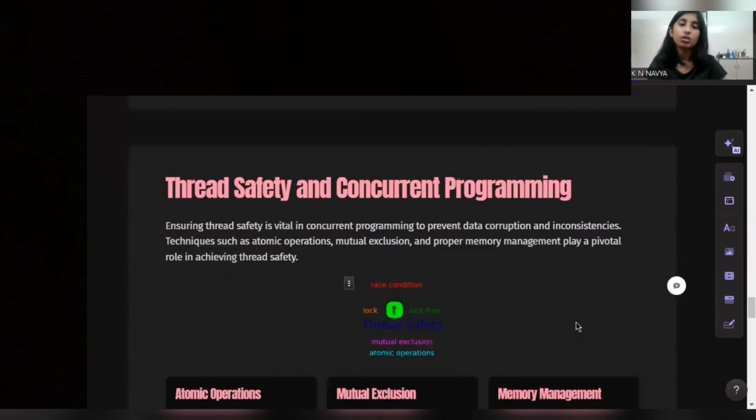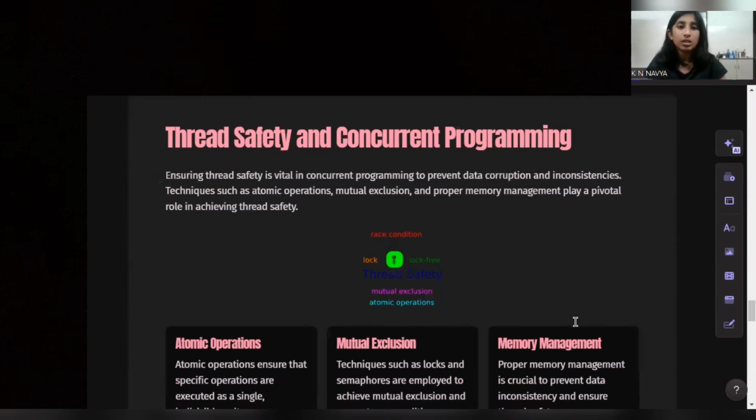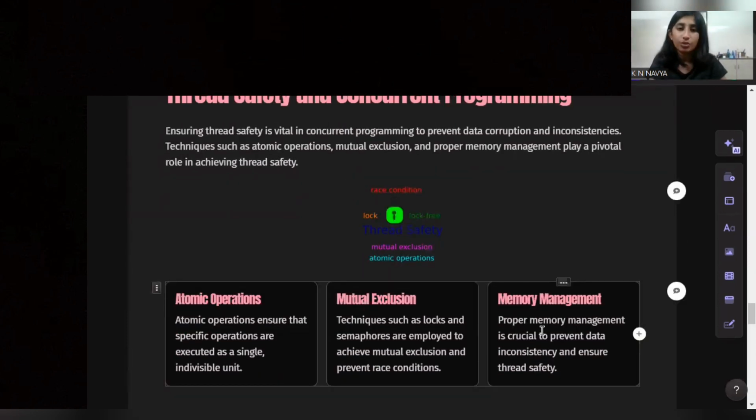Now let's talk about thread safety and concurrent programming. Ensuring thread safety is very vital in concurrent programming to prevent data corruption, and techniques such as atomic operations, mutual exclusion, and proper memory management play a vital role in achieving this thread safety. Let's talk about each one of them.